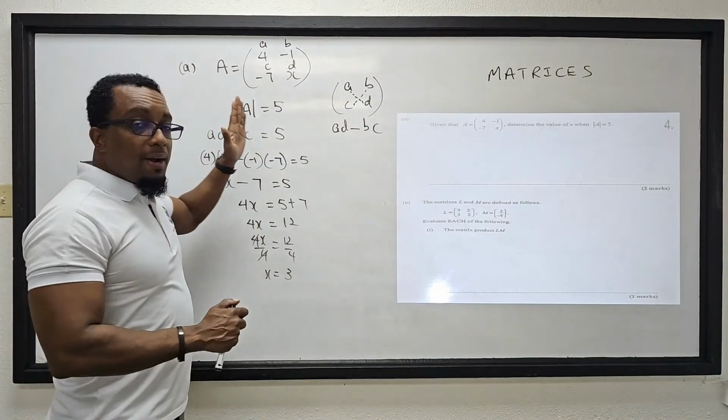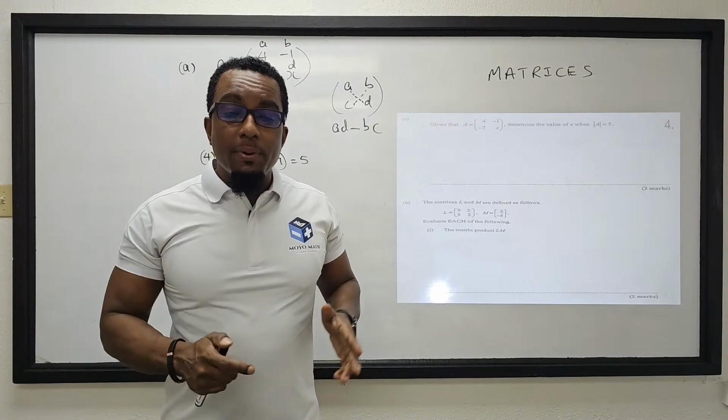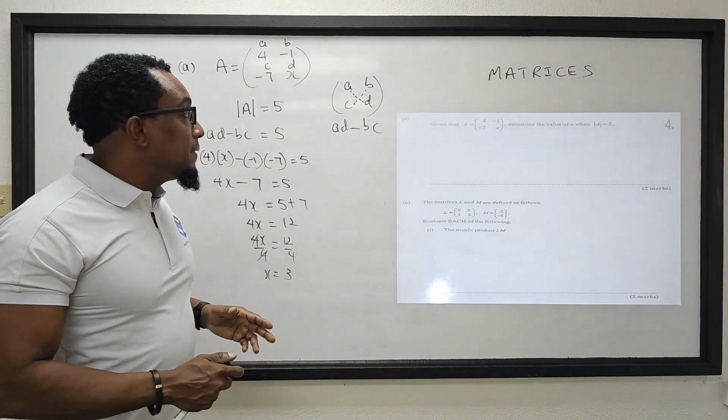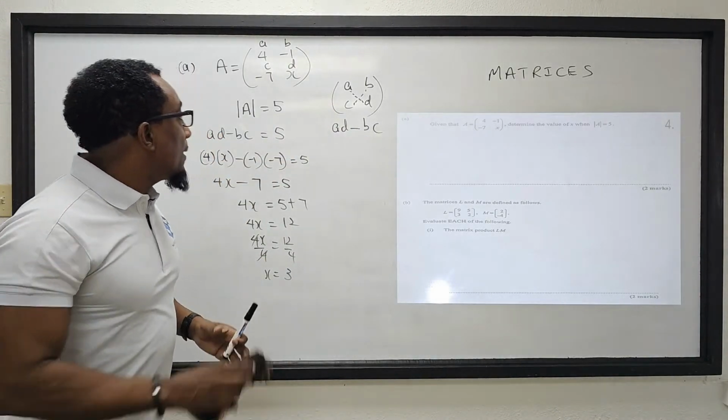So now when I see those two parallel lines on a matrices question, it means determinant. What's the determinant? AD minus BC, only applicable to a 2 by 2 matrix. Alright? Okay, let's look at part B.